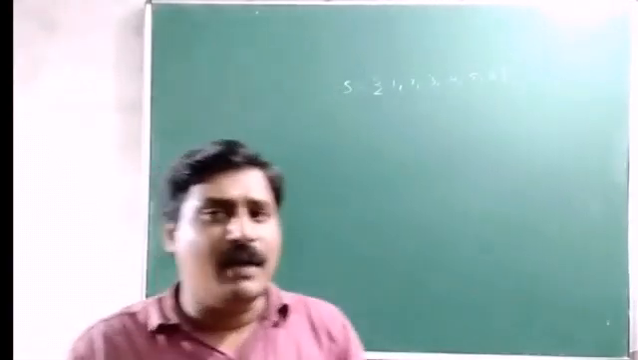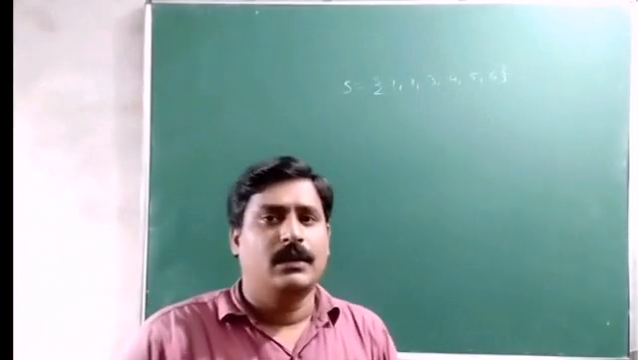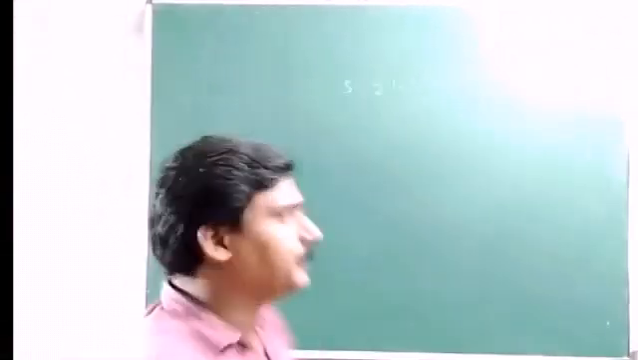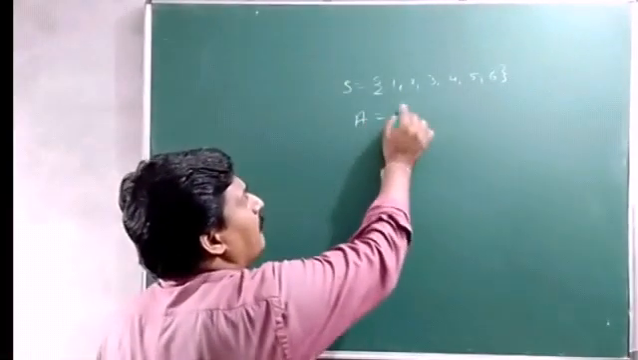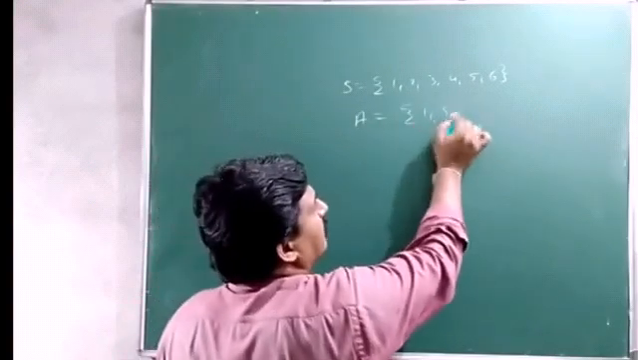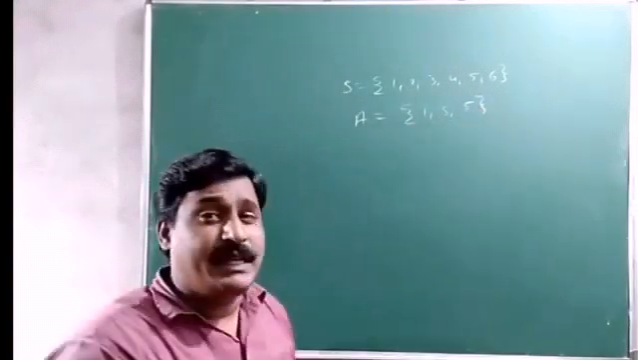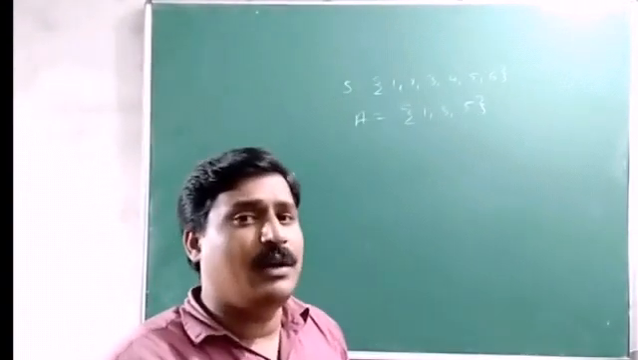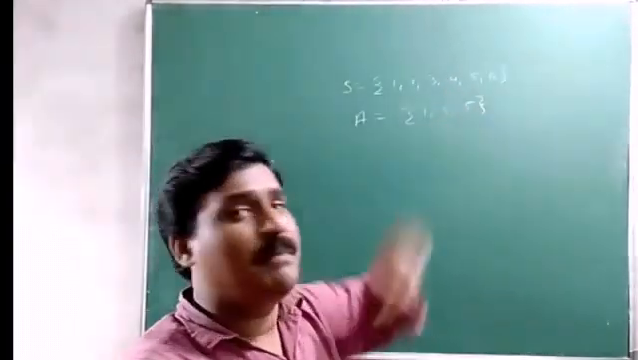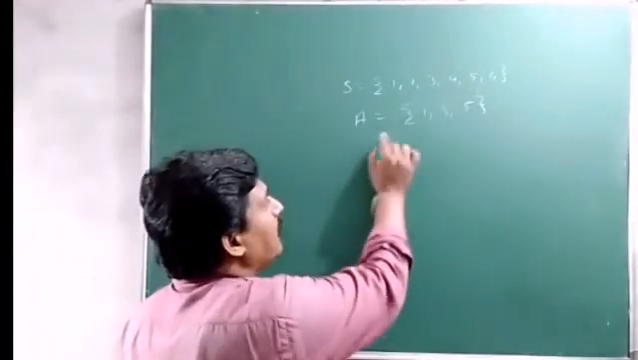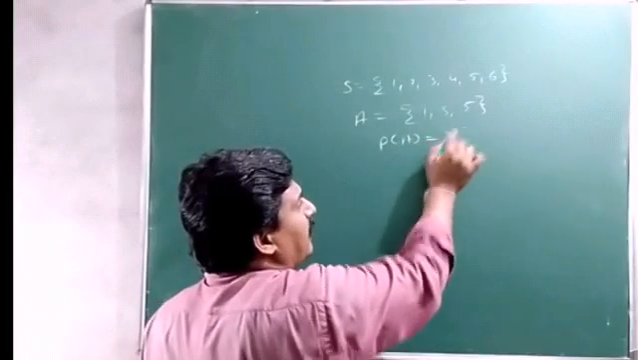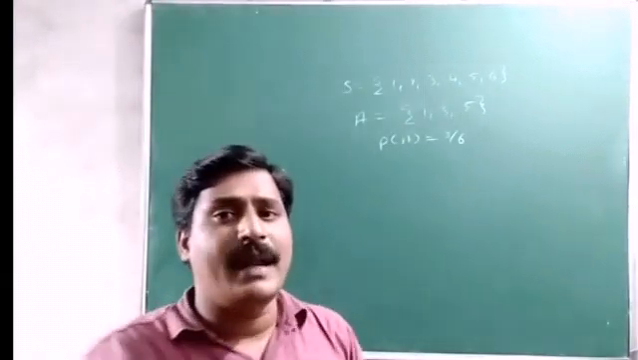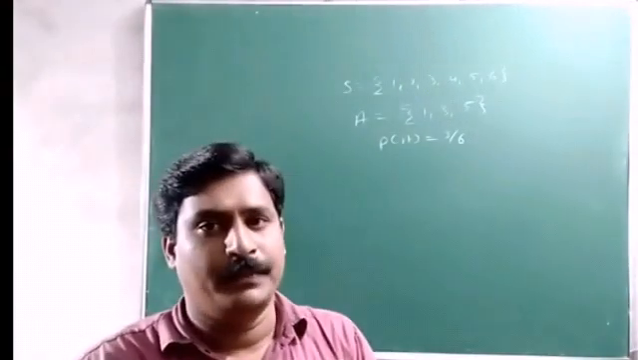Now I want an odd number. How many odd numbers are there? So probability of getting an odd number: here 1, 3, 5. So there are 3 odd numbers and 3 even numbers. So probability of getting an odd number is 3 divided by 6, so P of A is equal to 3 by 6. Now how to assign a random variable to this event? So what do I want here?